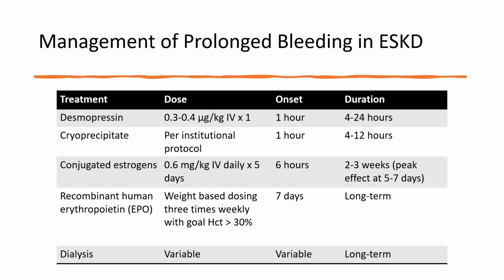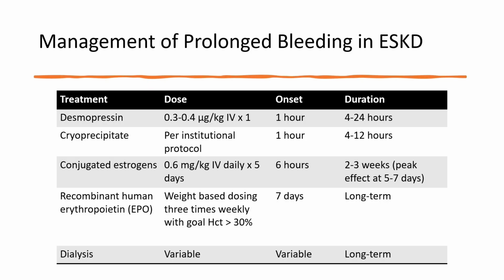So if there's a concern for it, then desmopressin is pretty safe. It would be just a one-time dose. There is tachyphylaxis, or decreased effectiveness, with repeated dosing. So it would just be given one time, and it should last for about 4 to 24 hours. So this could be very helpful for someone while they're waiting on endoscopic therapy. Cryoprecipitate is another option. It has clotting factors to help with platelet adhesion and aggregation.